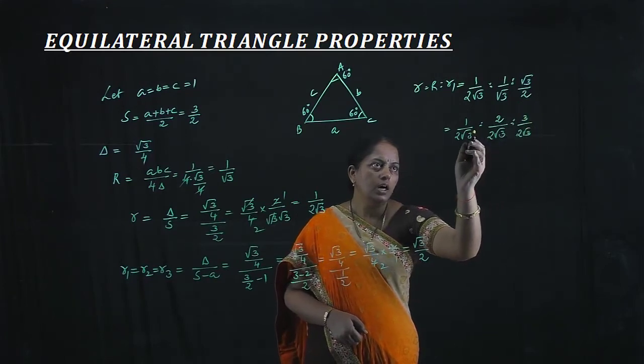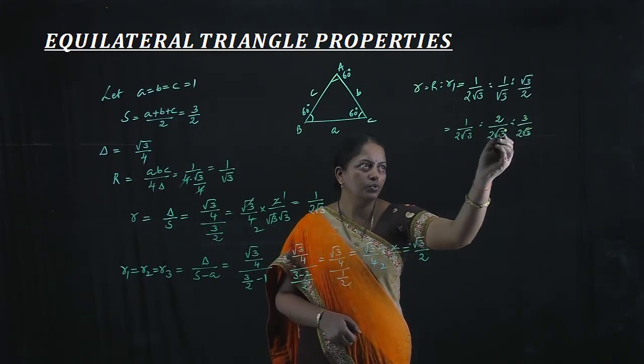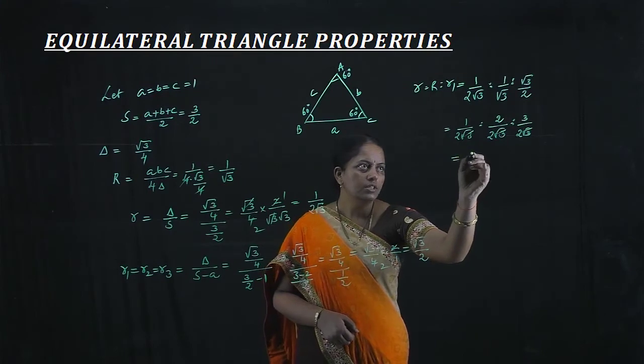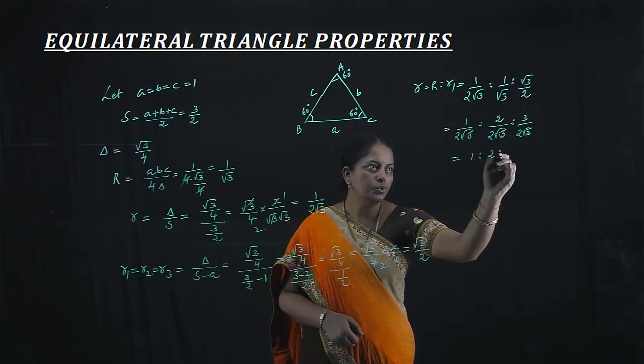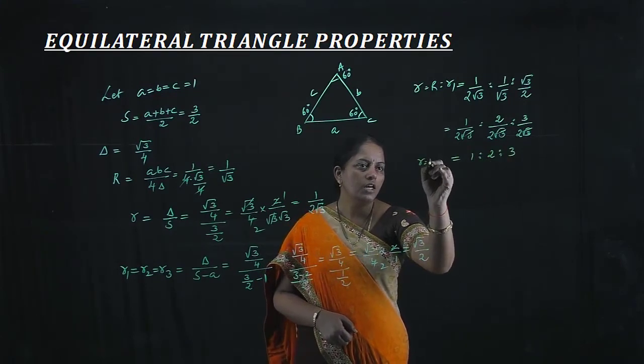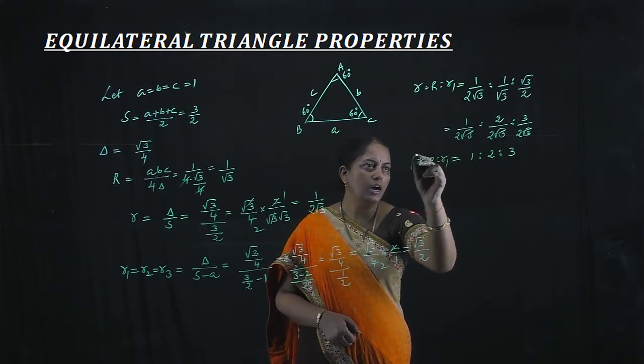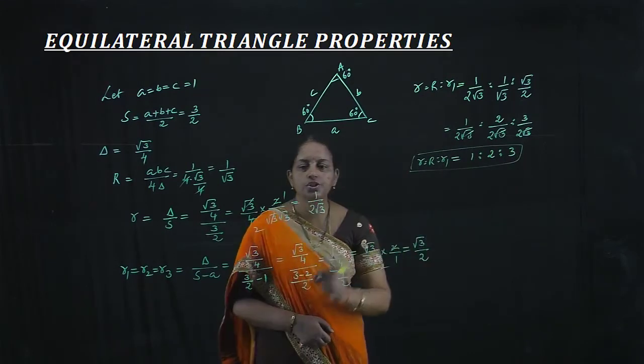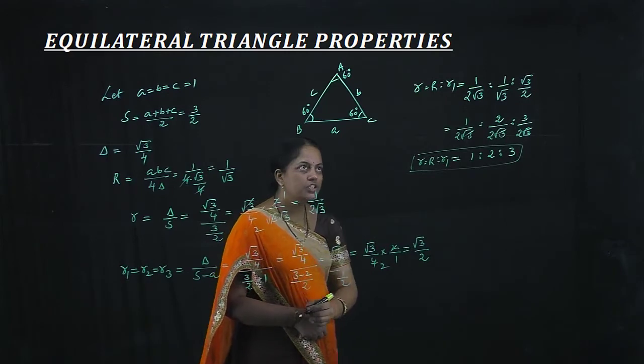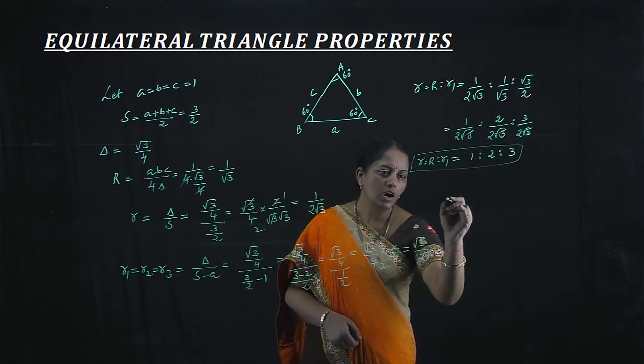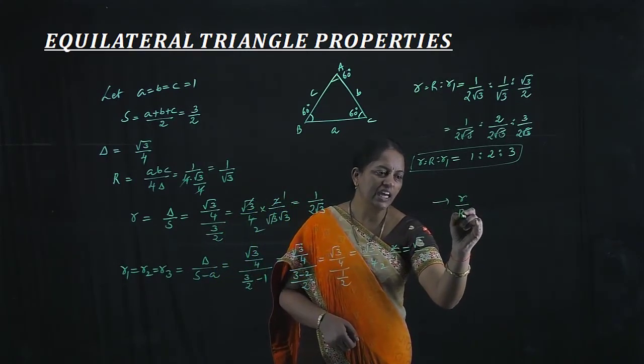So, in all these terms, we have 2 root 3 in the denominator. So this is equal to 1 is to 2 is to 3: small r is to capital R is to R1 is 1 is to 2 is to 3. Remember it. And the next question is, what is the value of small r by capital R?